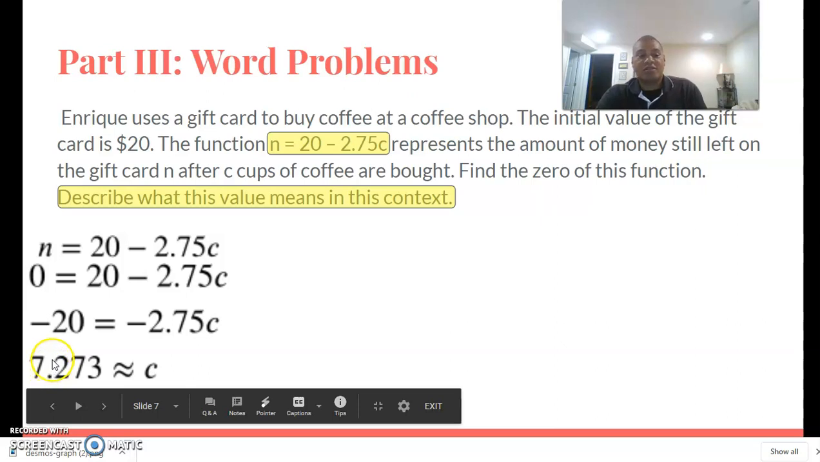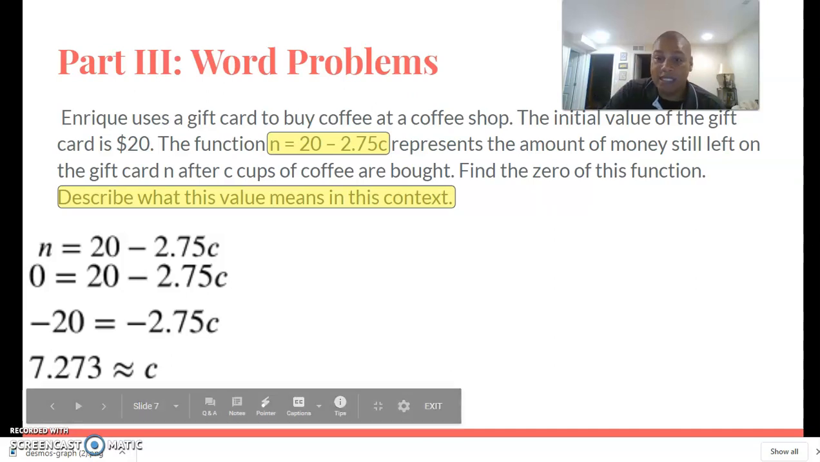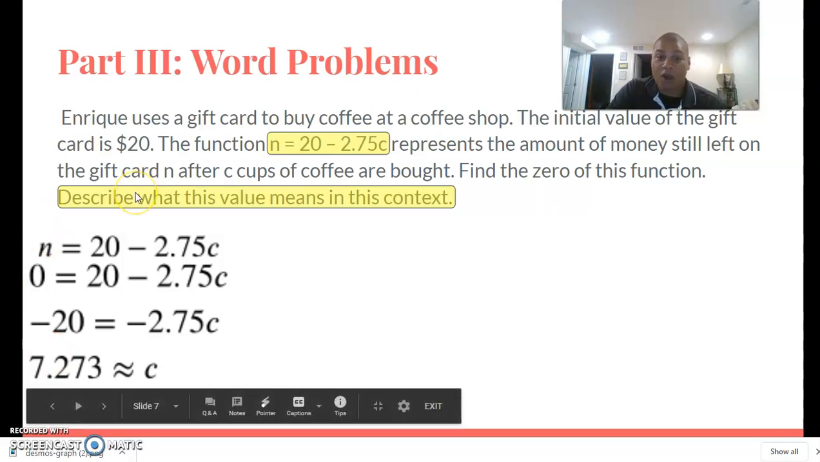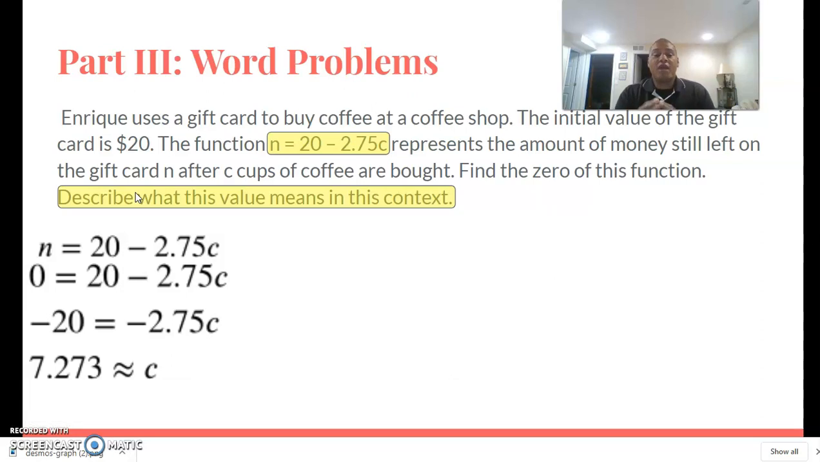7.27272727, or just 7.273, okay? That is our value for C. That is our 0. That's the first thing they want us to do. The 0 is 7.273, or approximately. The second yellow box here, describe what this value means in context. Here's the question I'm going to ask you.